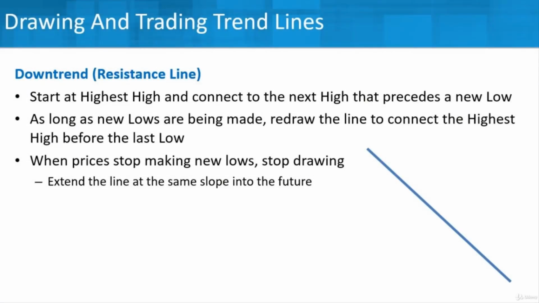So in a downtrend, what you're really drawing is not support lines, you're drawing resistance lines. And again, this will make much more sense when we actually draw the lines and you see the examples. But basically, you're starting at the highest high, at the wick of the highest high, and you're connecting to the next high that precedes a new low. And you can see this line is going to have a downward slope.